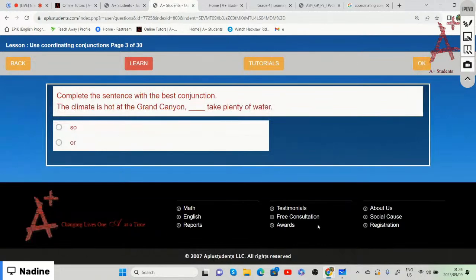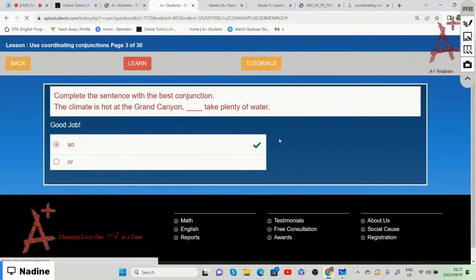The climate is hot at the Grand Canyon. So take plenty of water, or take plenty of water. We need to choose the best option, whether it is so, whether it is or. The climate is hot at the Grand Canyon, take plenty of water. So if the climate is hot at the Grand Canyon, then you need to take plenty of water. So take plenty of water.